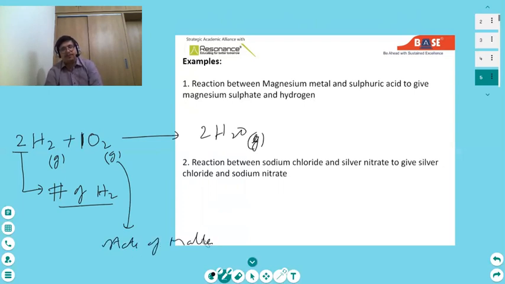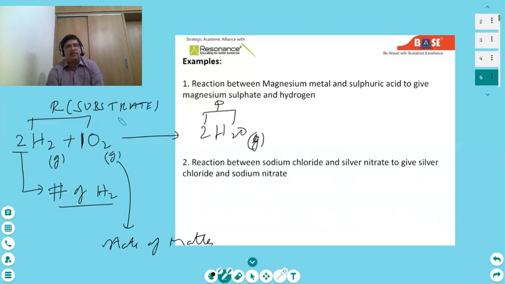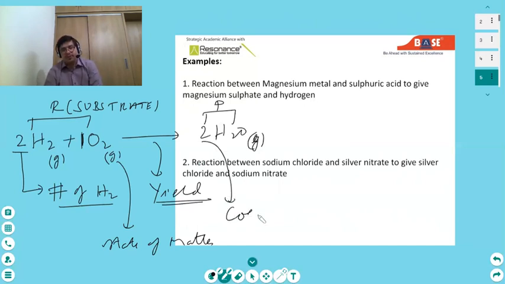This side is nothing but your reactant side, and this side is nothing but your product side. Remember that a reactant is also called a substrate. And this arrow represents yield and the direction of the reaction. This 2 is also known as the coefficient.